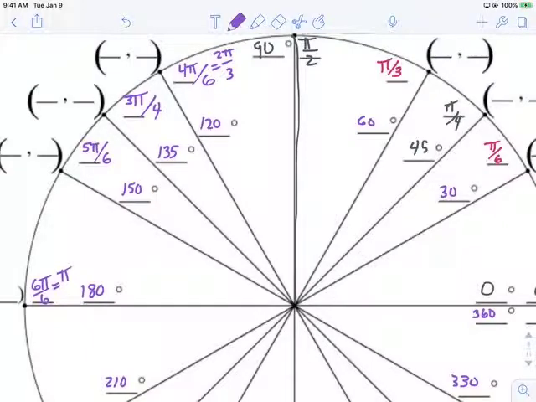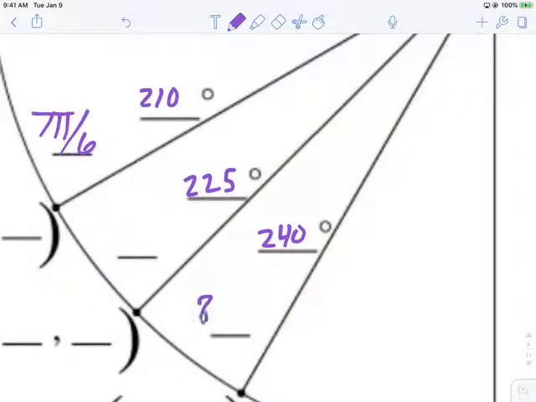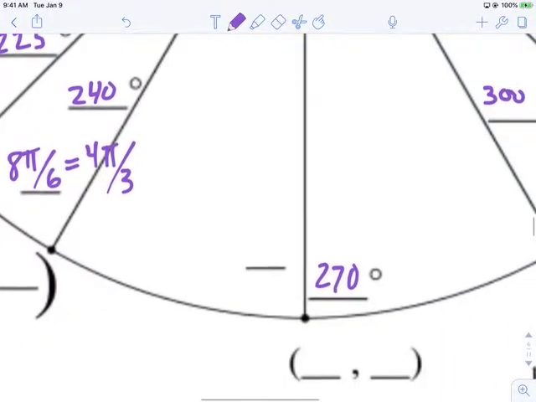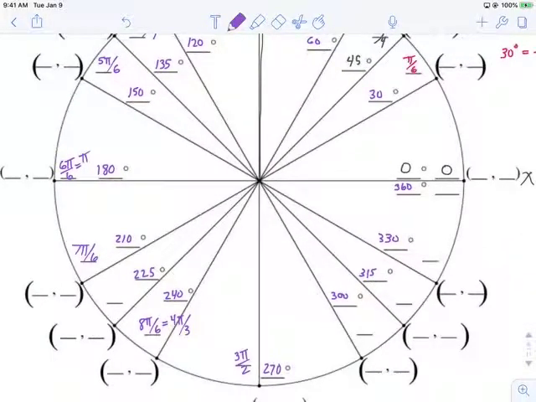This was 6 pi over 6, so let's keep going with the 6's. If I go another 30, that's 7 pi over 6. If I go another 30, that's 8 pi over 6, which is the same thing as 4 pi over 3. If I went another 30, that'd be 9 pi over 6, which is equal to 3 pi over 2. I would have gotten that same number had I done pi over 2's: 1 pi over 2, 2 pi over 2, 3 pi over 2. Do you see how that can help you fill in these numbers?